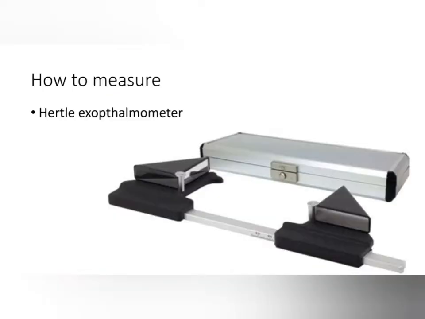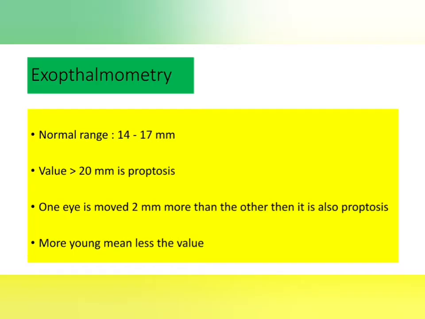Now, how to measure a proptosis? The most commonly used instrument to measure proptosis is the Hertel exophthalmometer. How to use it? Before that, we need to know the normal values of the Hertel exophthalmometer, then only can we understand what is abnormal. The normal range in Hertel exophthalmometer is 14 to 17 millimeter, and if the value we get is more than 20 millimeter, it signifies some abnormality and it is a proptosis. And if one eye is moved 2 millimeter more than the other, that is also proptosis.